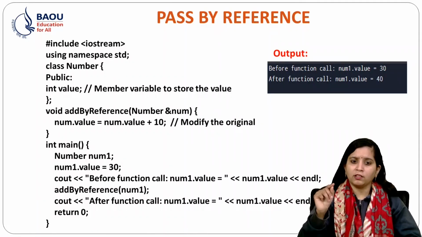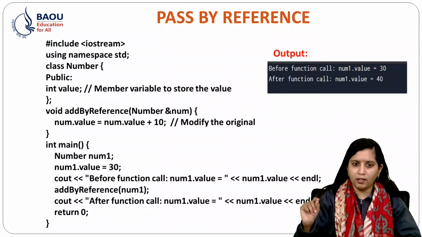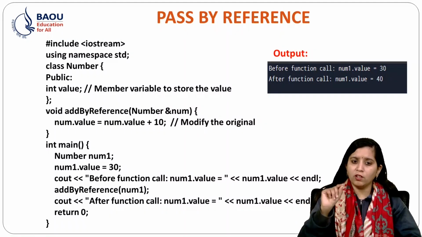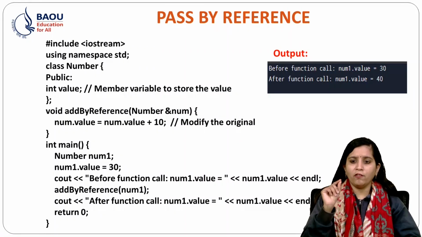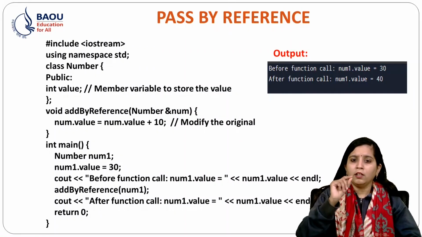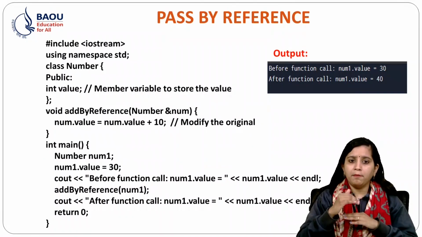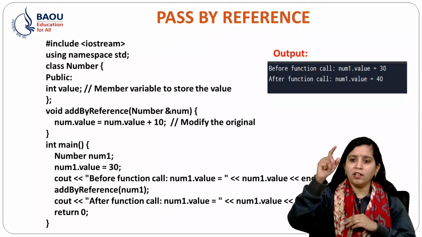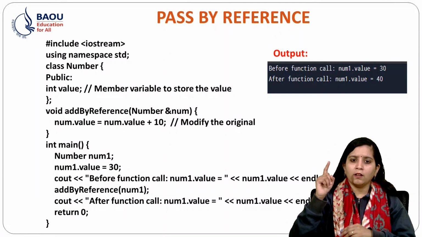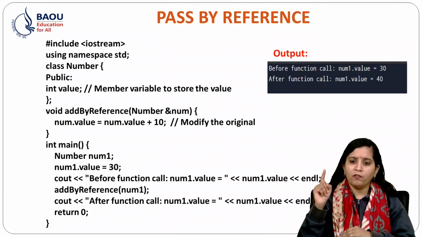Why? Because the function receives a reference to the original object, allowing it to modify the object's data. So at first, before the function call, num1.value is 30, because the original value is 30, and when I call the add by reference function, the num1.value is changed. Why? Because add by reference is referencing the original object.